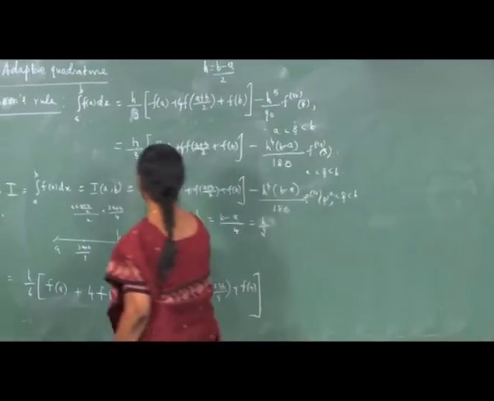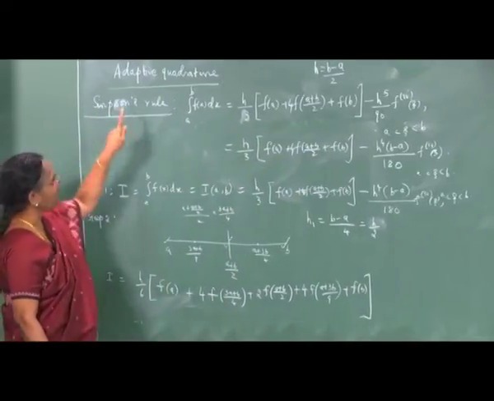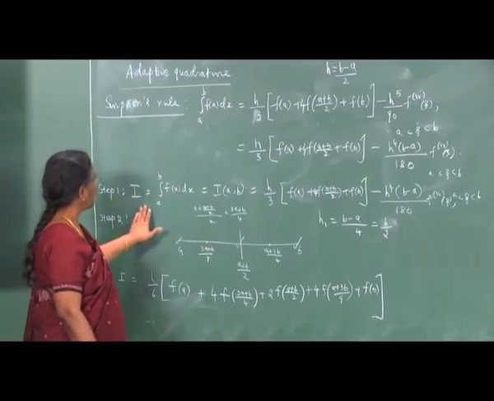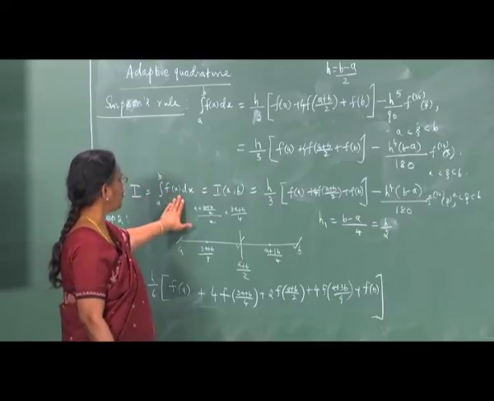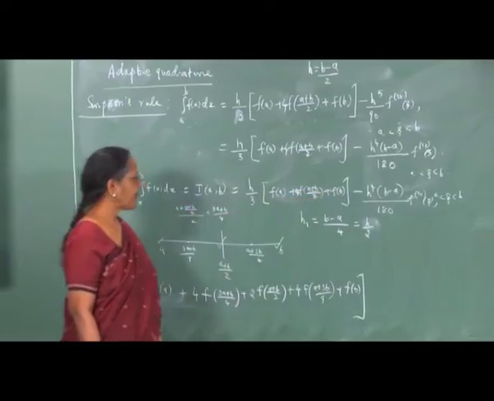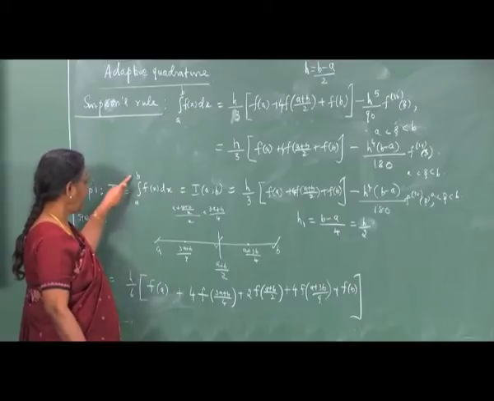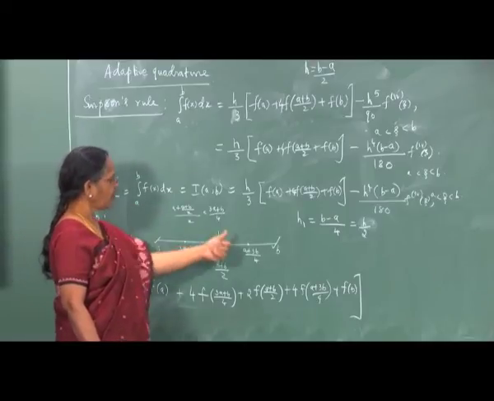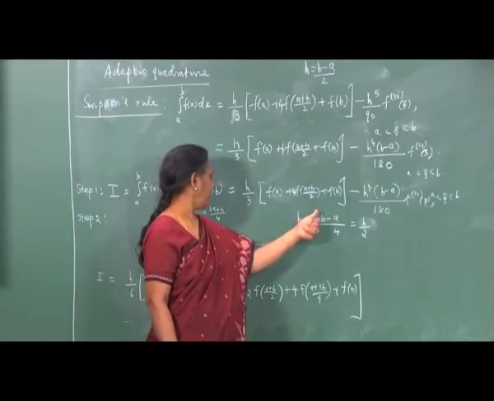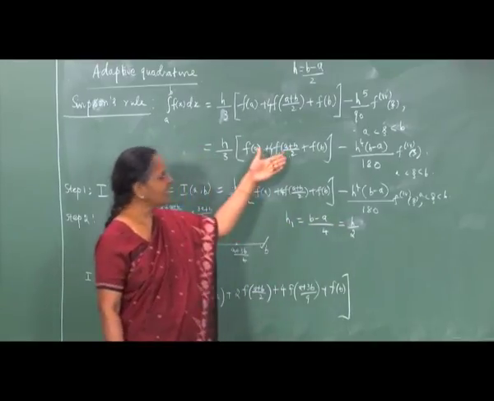So, let us now derive Simpson's rule based adaptive quadrature method. In step 1, I apply Simpson's rule with step size h and write down the rule. In step 2, I divide the interval a b into 4 equal subintervals of width h1, which is (b minus a) by 4. So, it is half the step size of the earlier step.